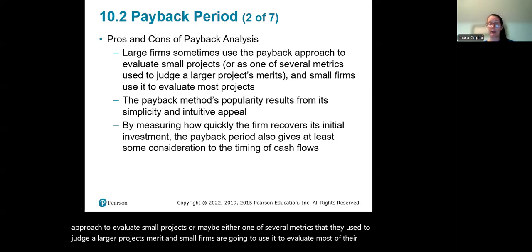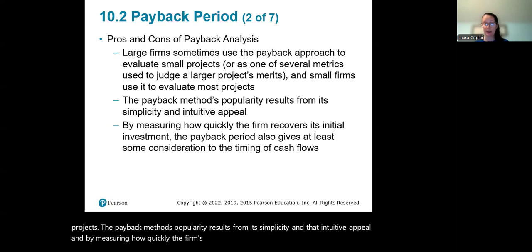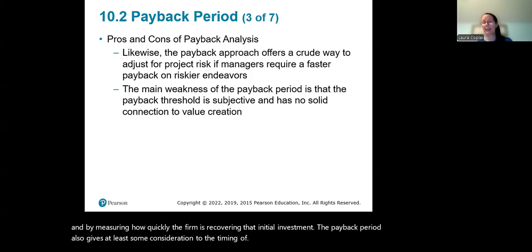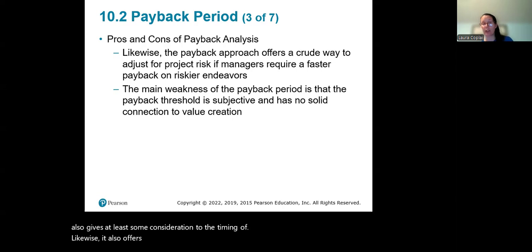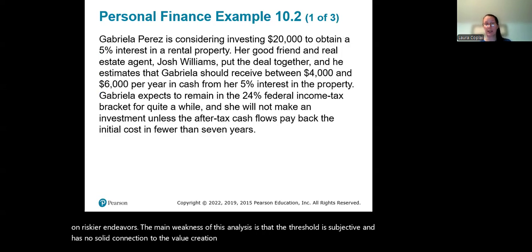The payback method's popularity results from its simplicity and intuitive appeal. And by measuring how quickly the firm is recovering the initial investment, the payback period also gives at least some consideration to the timing of cash flows. Likewise, it also offers a crude way to adjust for project risk if managers require a faster payback on riskier endeavors. The main weakness of this analysis is that the threshold is subjective and has no solid connection to value creation.